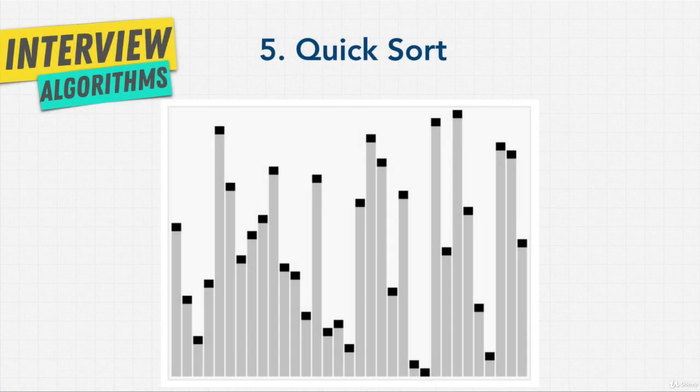Welcome back. Let's talk about our fifth sorting algorithm, quicksort. Even just from the name, you're thinking, this is going to be quick. Quicksort, just like merge sort, is a divide and conquer algorithm, which should ring a bell in your head saying that there's probably going to be O of n log n. And if you're thinking that, you're right.